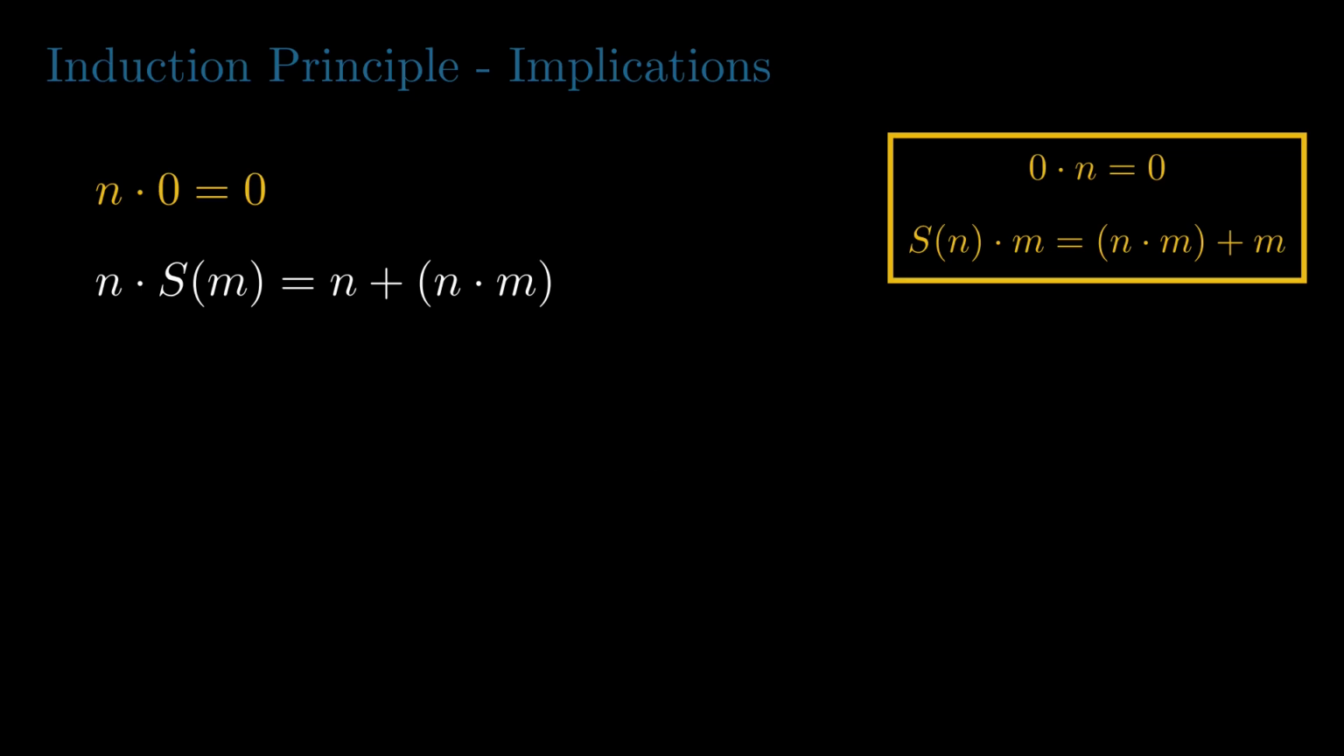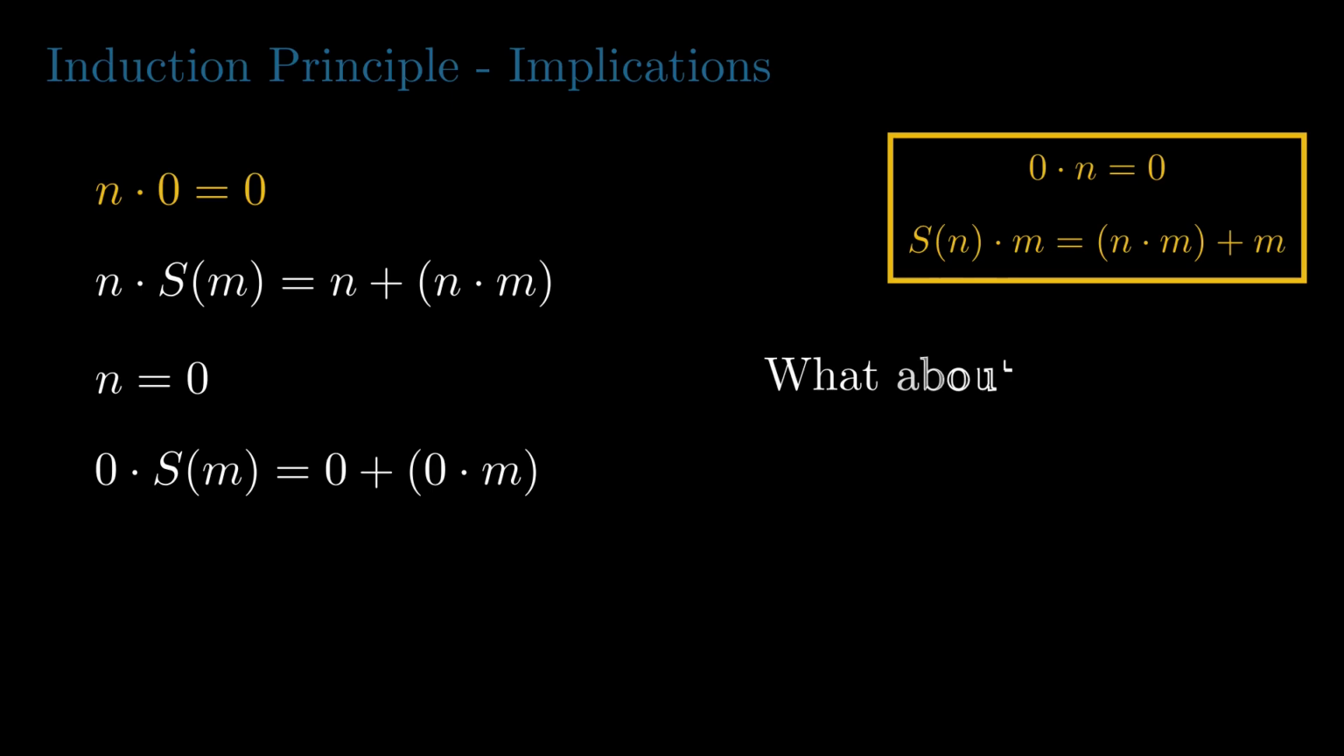Let's see if our formula works when n equals 0. As usual, considering m fixed to a generic value, we get 0 times s of m equals 0 plus 0 times m. Every term is 0, thanks to the first basic property of multiplication, and thanks to what we know about addition. So far, so good. After that, what about the successor of n, considering the starting relation as true?